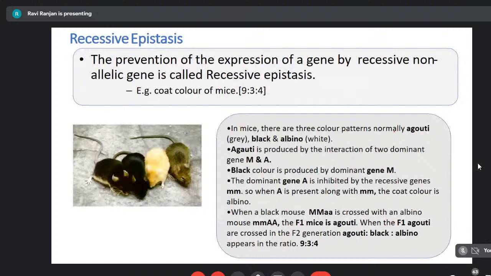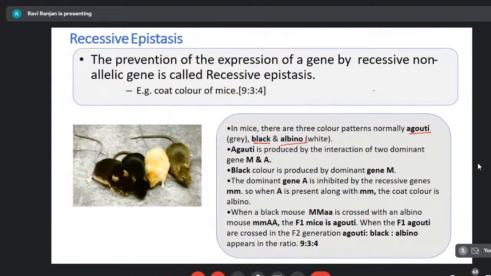So recessive epistasis, the prevention of expression of a particular gene by a recessive non-allelic gene will be called recessive epistasis. The example for this is coat color in mice, right? Coat color in mice. So there are basically three types of coat color. One is agouti, which is like gray, then black and albino, right?